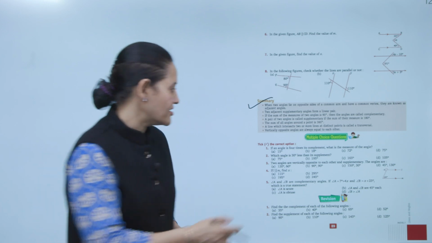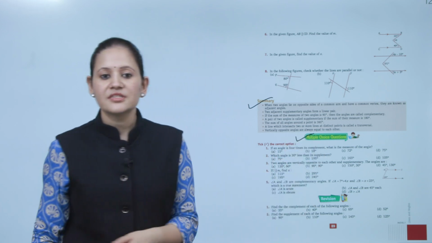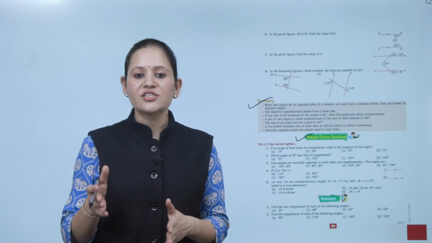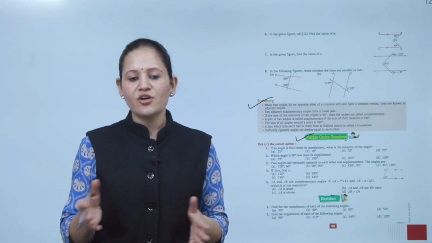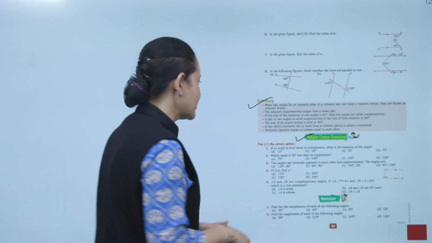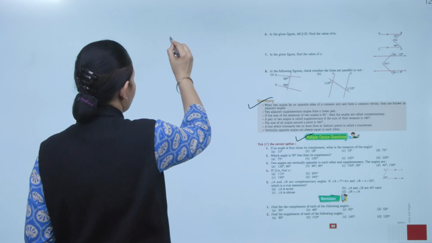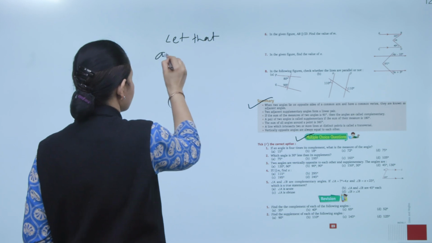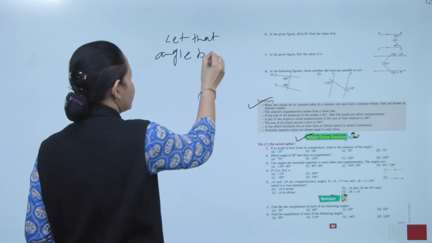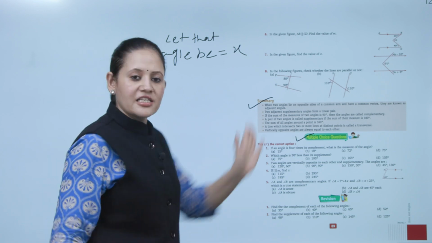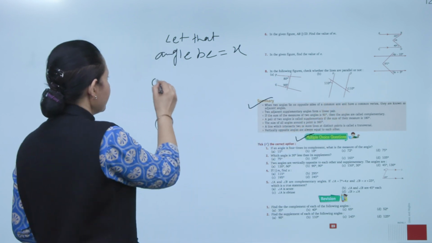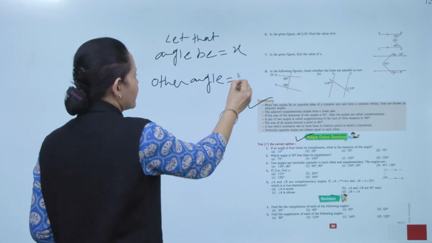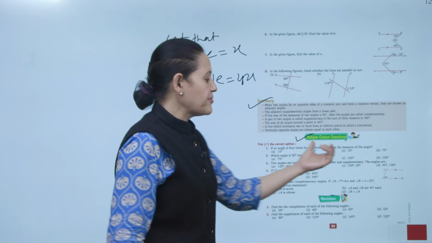Next is multiple choice questions. Take the correct option. If an angle is 4 times its complement, what is the measure of angle? Suppose let that angle be x. So the other angle is 4 times of it. Other angle क्या हो जाएगा? Angle that is 4x. 4 times of its complement.